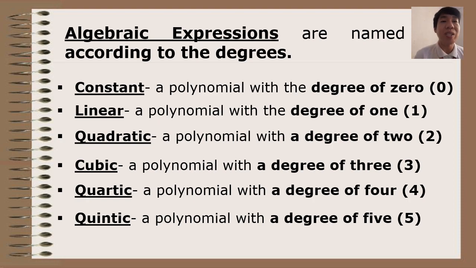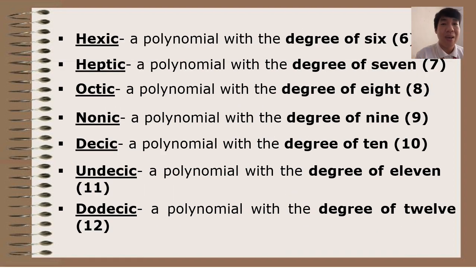And algebraic expressions are also named according to the degrees: constant with a degree of 0, linear degree of 1, quadratic degree of 2, cubic degree of 3, quartic degree of 4, quintic degree of 5, hexic degree of 6, heptic degree of 7, octic degree of 8, nonic degree of 9, decic degree of 10, undecic degree of 11, and duodecic degree of 12.